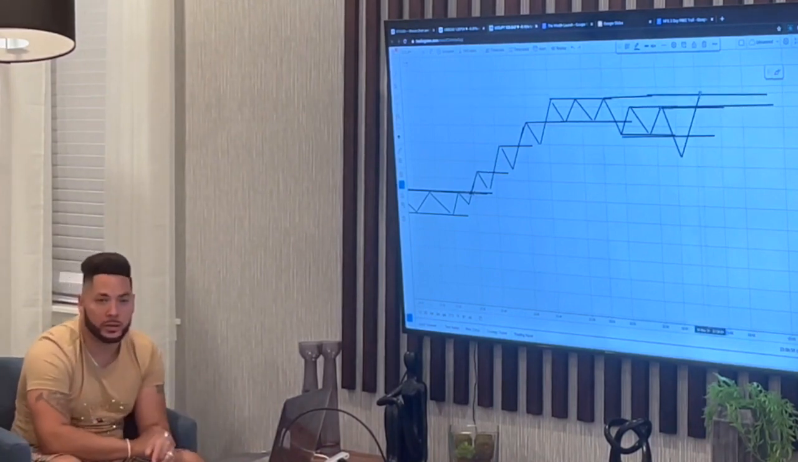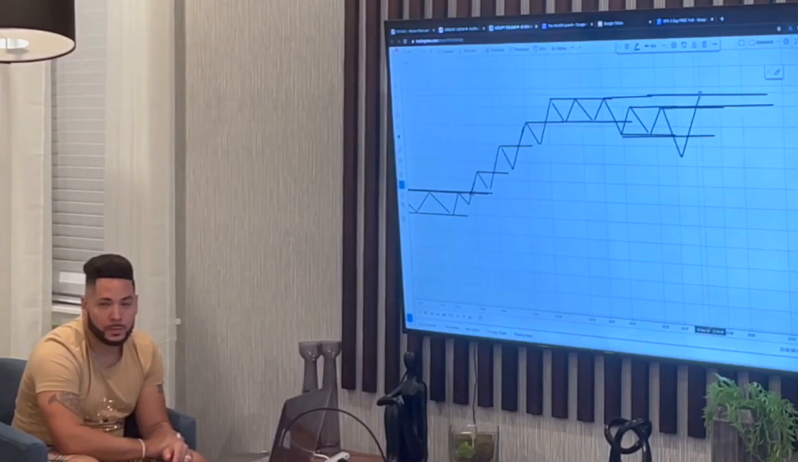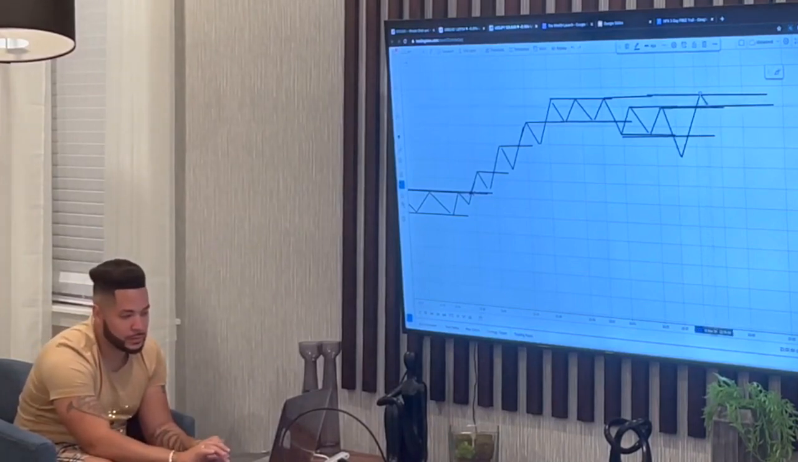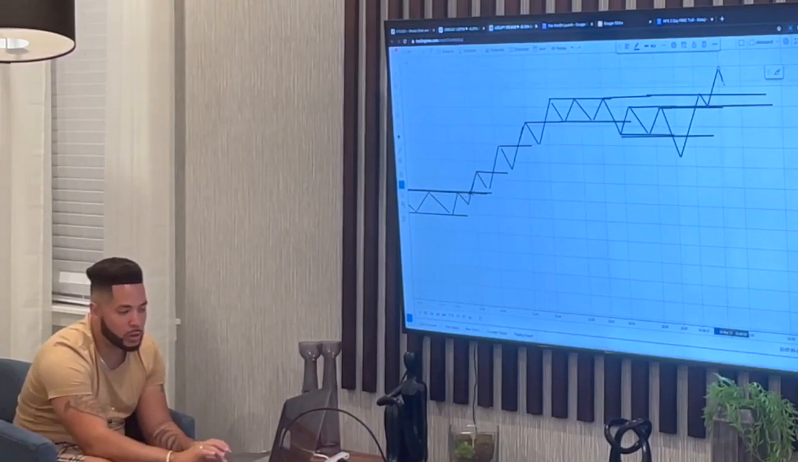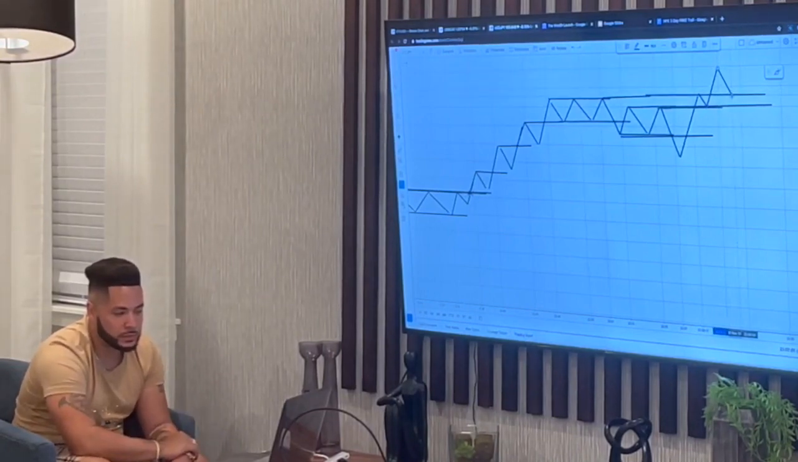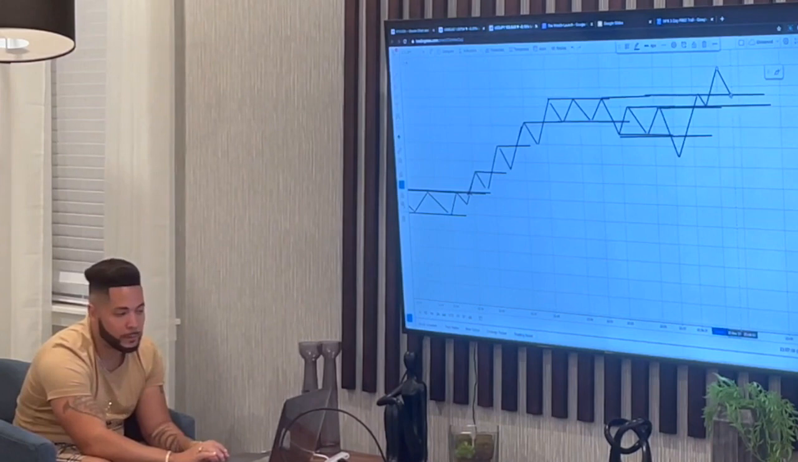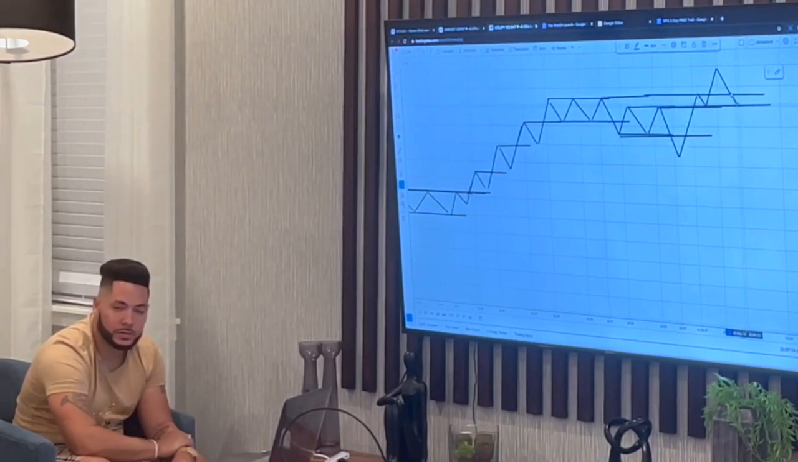So if it broke this previous high and it pulled back up to this previous high, what should happen from here? It should drop. And then go where? And then up. And then when it pulls back, where does it go after that? Up. Where should it go from here? Up. And then what if it goes back to here? Then where does it go? Up.